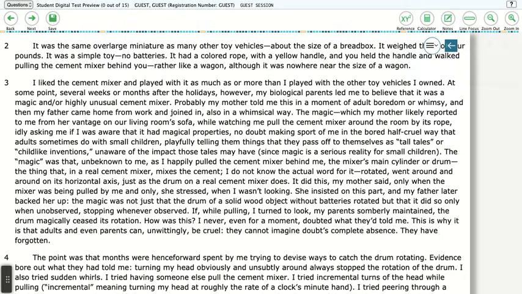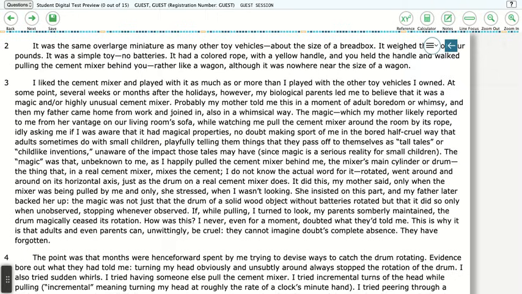She insisted on this part, and my father later backed her up. The magic was not just that the drum of a solid wood object without batteries rotated, but that it did so only when unobserved, stopping whenever observed. If while pulling I turned to look, my parents somberly maintained the drum magically ceased its rotation. How was this? I never, even for a moment, doubted what they had told me.